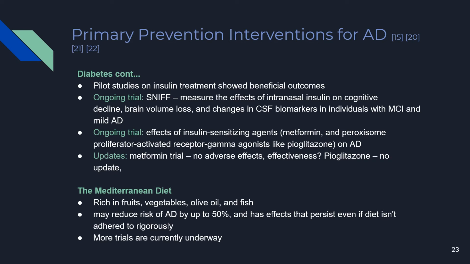The Mediterranean diet, which is rich in fruits and vegetables, olive oil, and fish, may reduce the risk of developing Alzheimer's by up to 50% and has persisting effects even if the diet isn't followed rigorously. More trials are currently underway to prove or disprove its effectiveness.